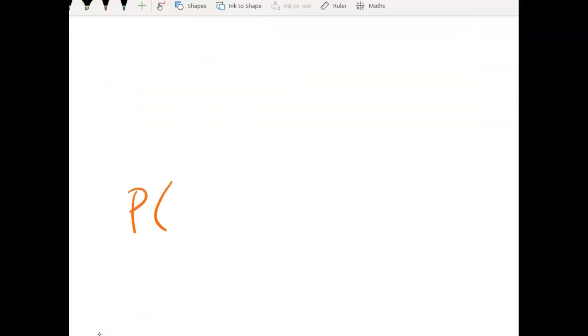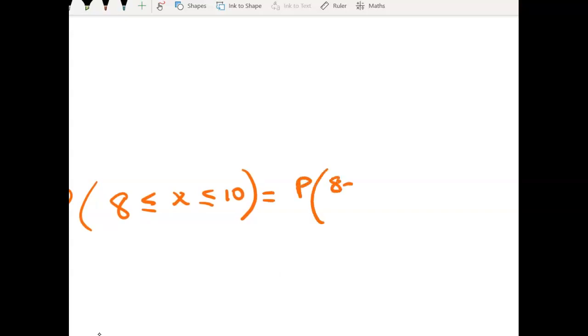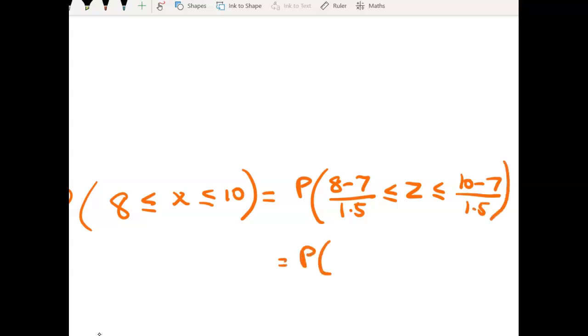Okay, so if we don't have our graphics calculator and we're using the table, what we're going to do is we'll do standardizing on both sides. So we're going to have P, 8, take away the mean, divided by 1.5 is less than or equal to Z, less than or equal to 10, take away the mean, divided by 1.5. That gives me P, the probability of Z being between 0.667 and 2.